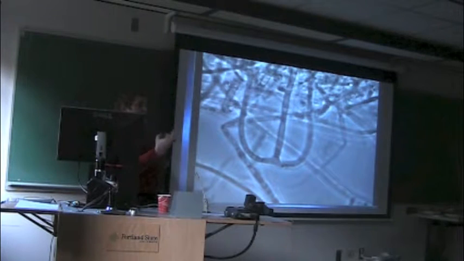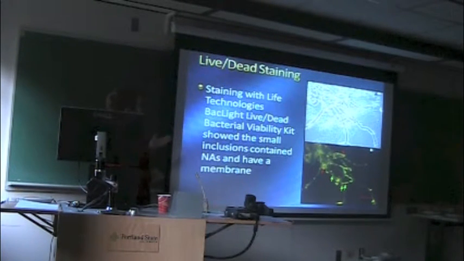So we knew that fungi were capable of carrying endosymbionts. We have fungus with small, fast-moving bodies, and we wanted to see what they were made of. So were these inclusions or were these bacteria? The first step was we stained with the live/dead stain.